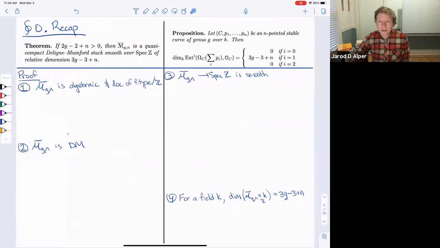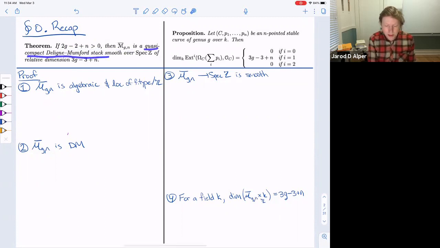And so just to give us a summary of what we've shown is this theorem here, and I'd like to connect the dots and explain why we know all these things. If we have this condition on the genus g and n, this is just the condition that there exist stable curves, so the moduli space is not empty. Then M_{g,n} bar is a quasi-compact Deligne-Mumford stack, which is smooth and of relative dimension 3g minus 3 plus n.